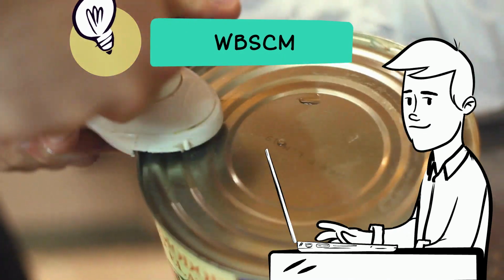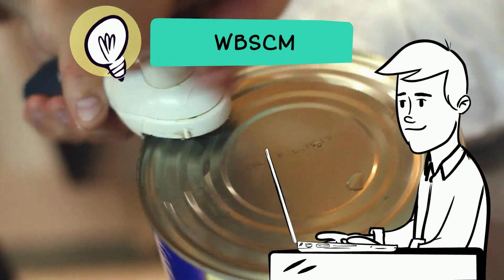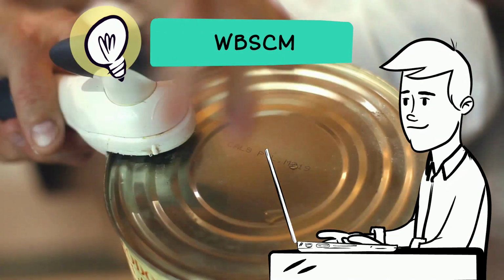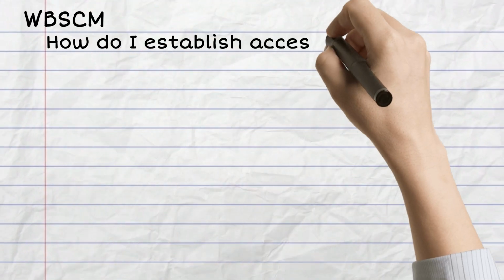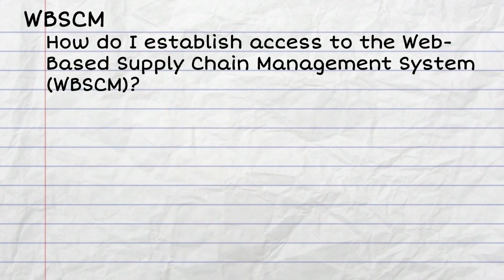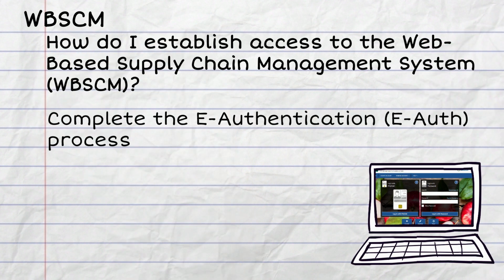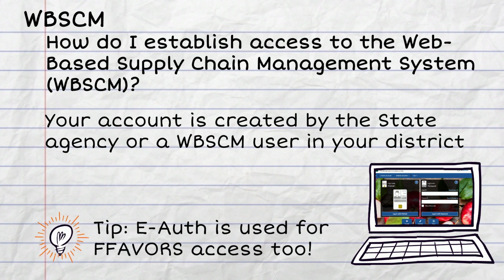How can I use the web-based supply chain management system, WebSCM, to successfully implement a USDA Foods program? WebSCM is a secure system offered by USDA. How do you establish access to that system? First, complete the e-authentication process. Then your account is created by the state agency or a WebSCM user in your district. Important tip: e-authentication is also used for Favors access for implementation of the DoD Fresh program.